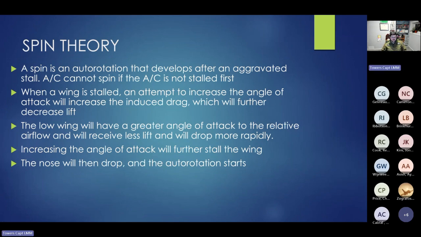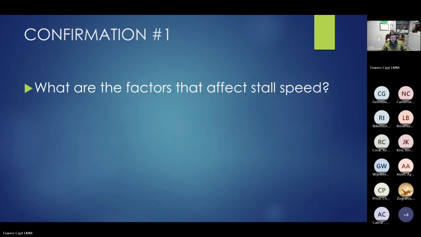I'm not sure if it's this class or the next one, or even the one after that, but there will be a YouTube video that goes over spins and stalls and provides nice visualizations and whatnot, so we can review that when we get to it. So, confirmation question number 1. What are the factors that affect stall speed?